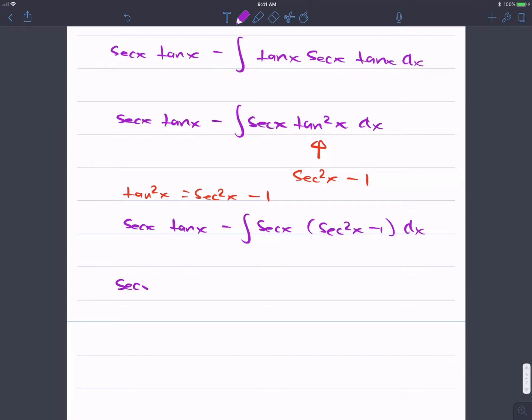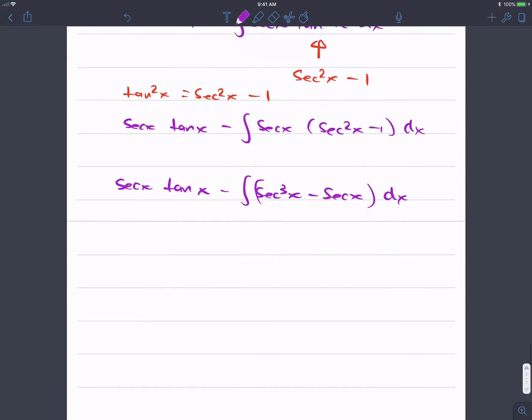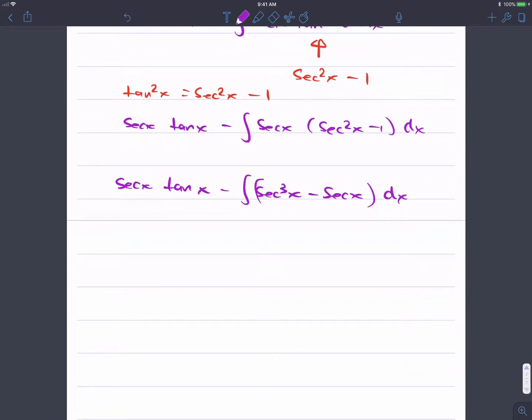So doing some algebra now, we get secant cubed x minus secant x dx. And so by properties of integration here, we get secant tangent minus the integral of secant cubed x dx plus the integral of secant x dx.